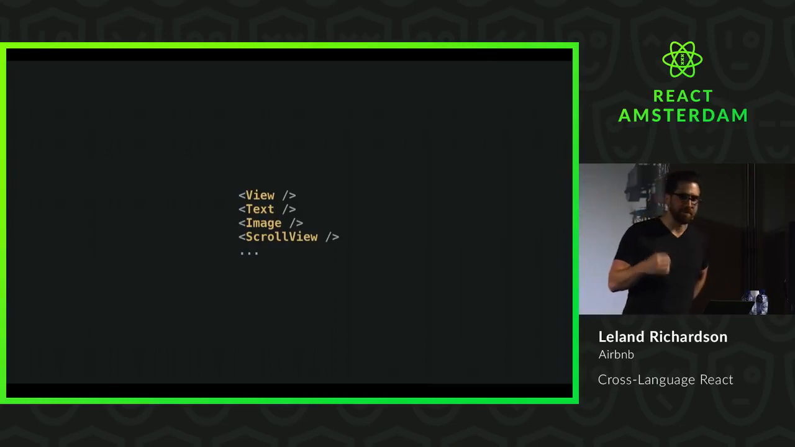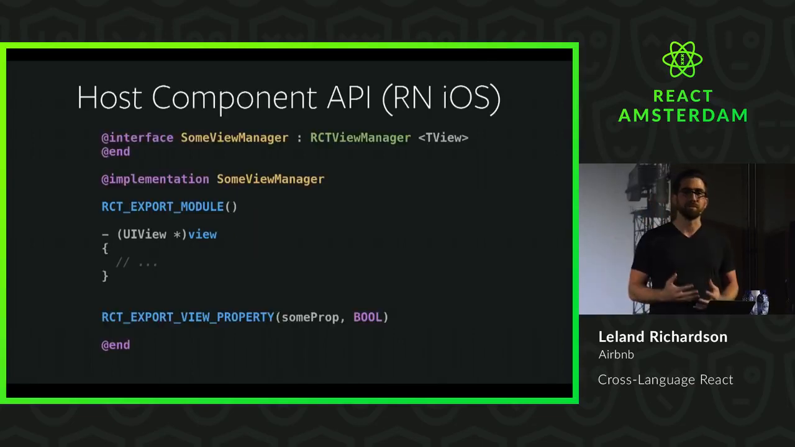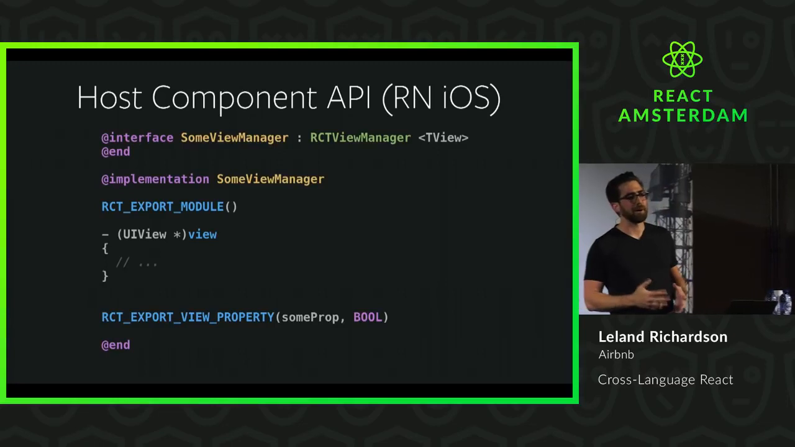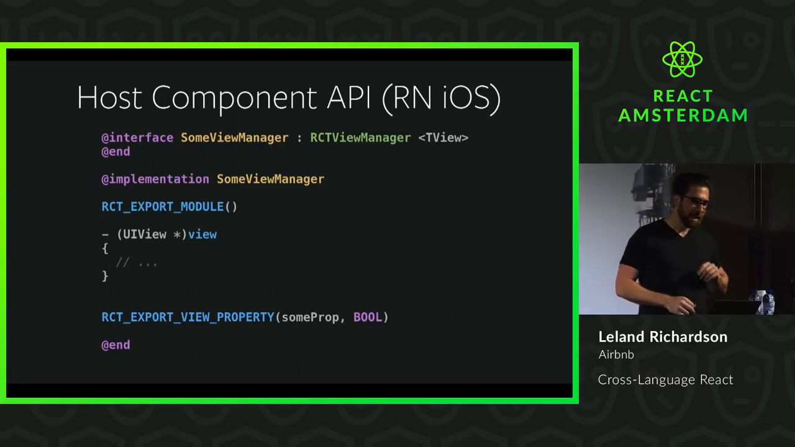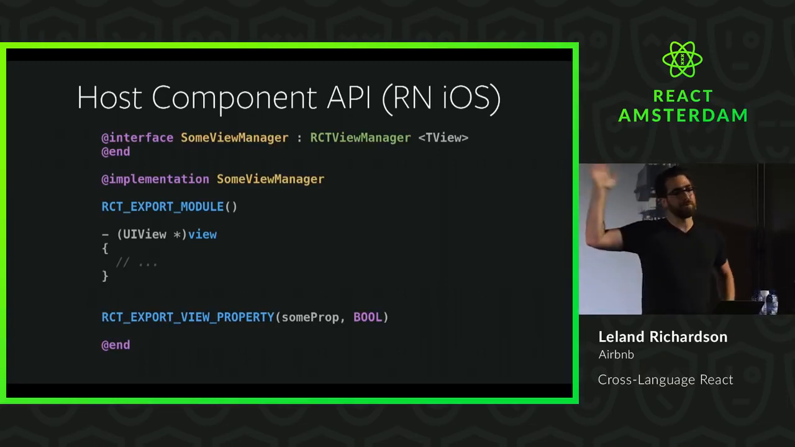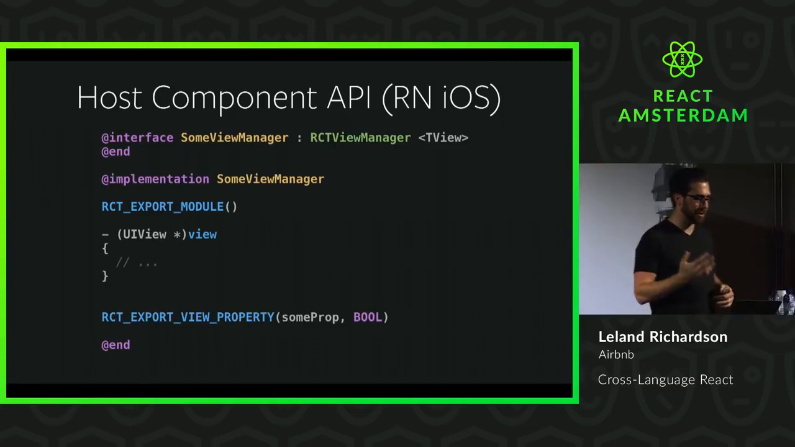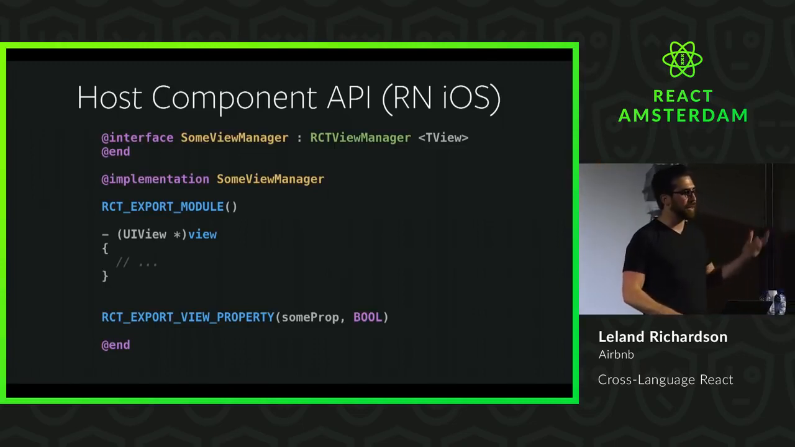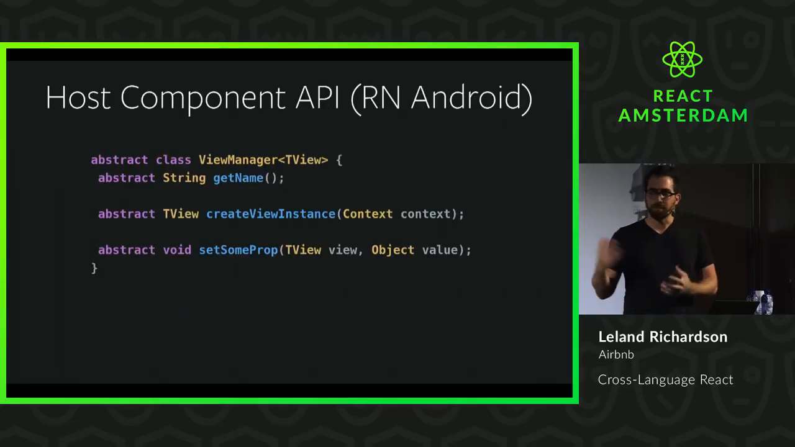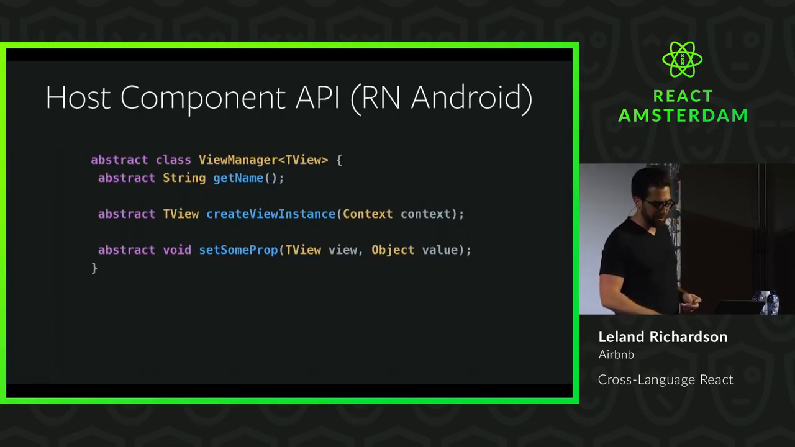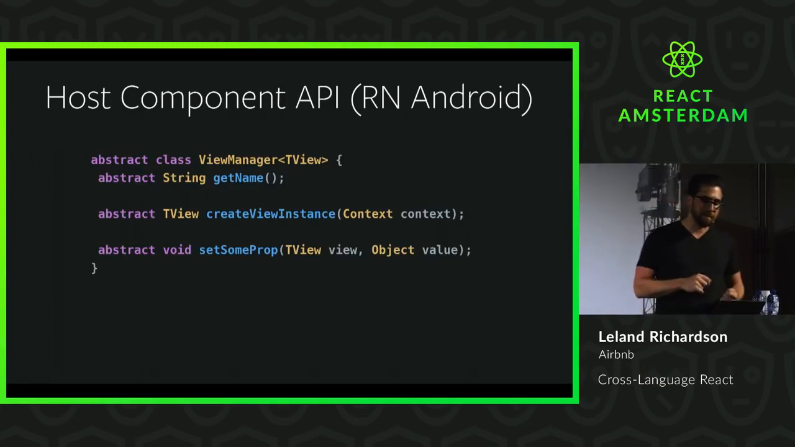But what React Native offered that React DOM didn't is the ability to define new host components. This is actually a very powerful thing. Some of you may have seen code like this before, but on iOS, you define host components like this with a view manager. On Android, you would define a similar view manager, something like this. These APIs have traditionally been somewhat underutilized, I think.